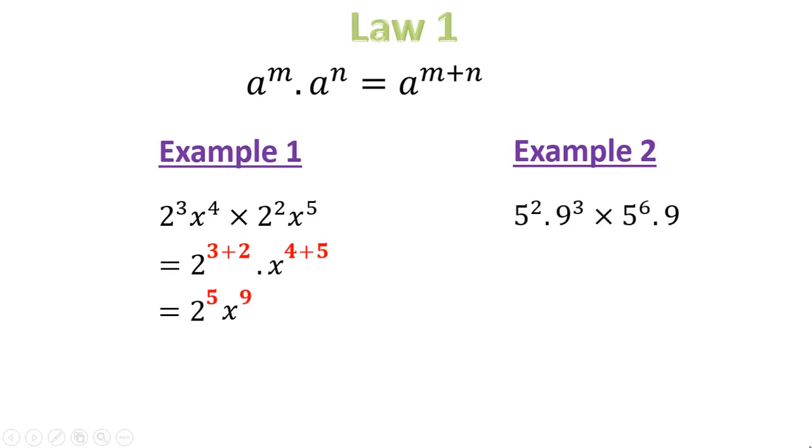Example 2. 5 squared dot 9 cubed times 5 to the power of 6 dot 9. All dots mean multiply, and so we can see that everything is multiplied here. When they're multiplying, if my bases are the same, I can add my exponents. So let's have a look. Our first base of 5, we can now add our two exponents for the 5s. So 2 plus 6. Now we look at our next base, which is the 9. Again, we can add our exponents, so it's 3 plus. Now in our last 9, there's no number there, so remember there's an invisible 1. So now we sort out our exponents. 5 to the power of 2 plus 6 gives me 8. And then 9 to the power of 3 plus 1 gives me 4.